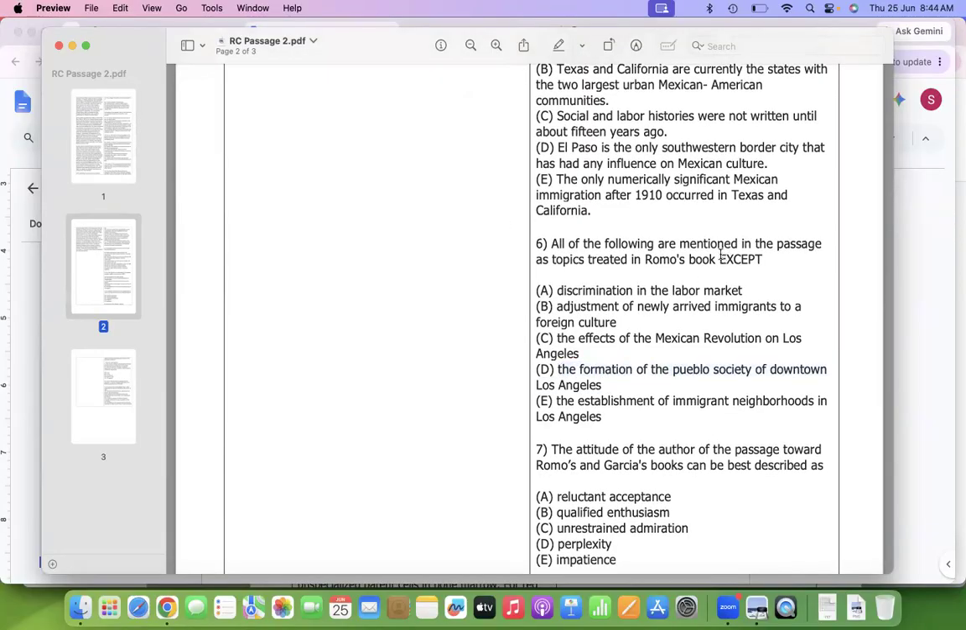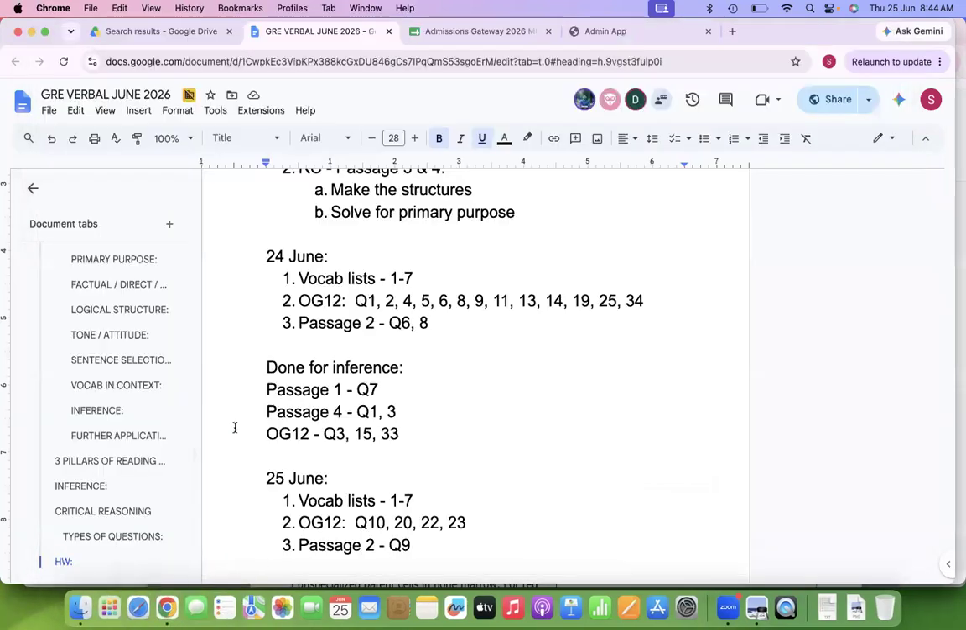In except questions, you will have to pick up the options and verify. And usually except questions will be factual. Even if they're inference, they'll tend towards factual. So there's a thin line between factual and inference at times. I'll show you how.